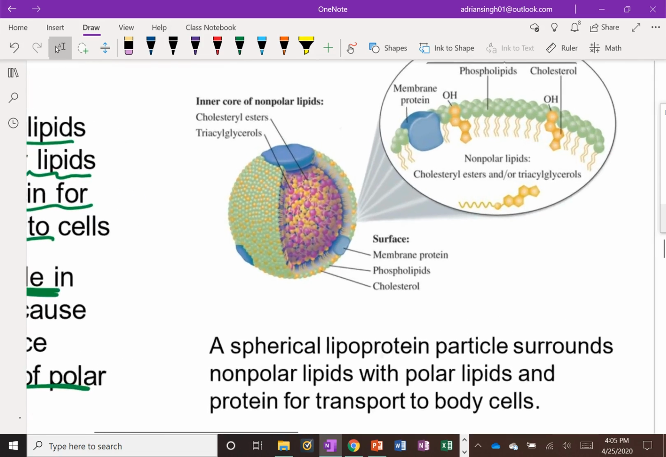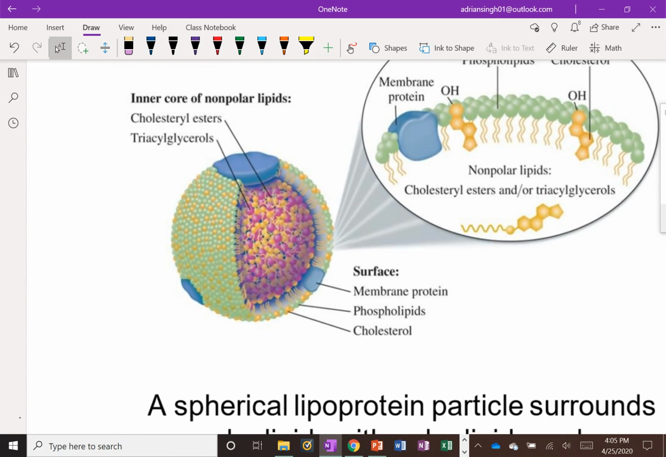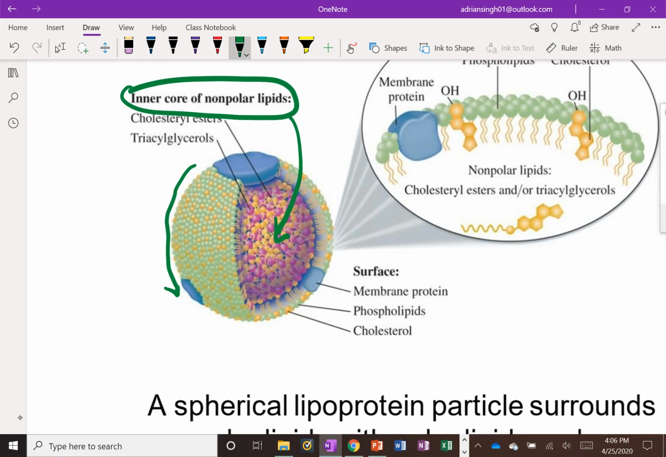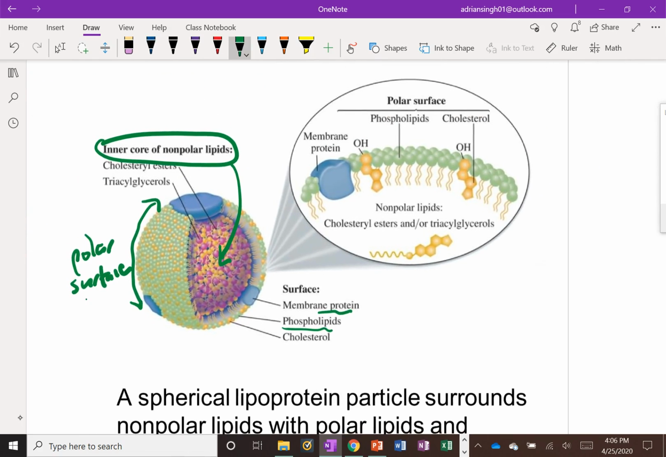So if we were to zoom in here on an example of a lipoprotein, you'll see the interior portion of it is made up of non-polar lipids. These are in the middle. And then on the surface, on the outside, we have the polar regions, so the polar surface. And those are made up of proteins, and you have your phospholipids, for instance, that impart some polarity that allows it then to be soluble in water.